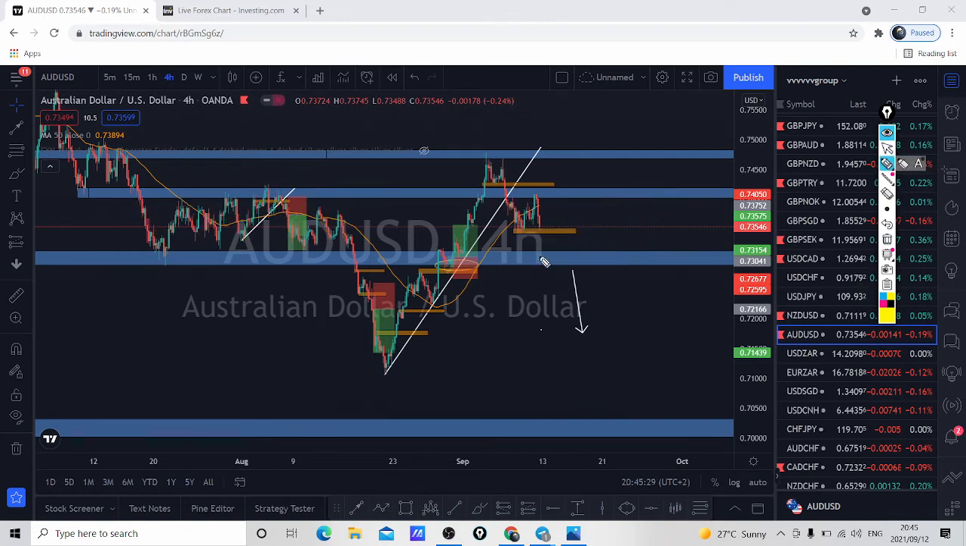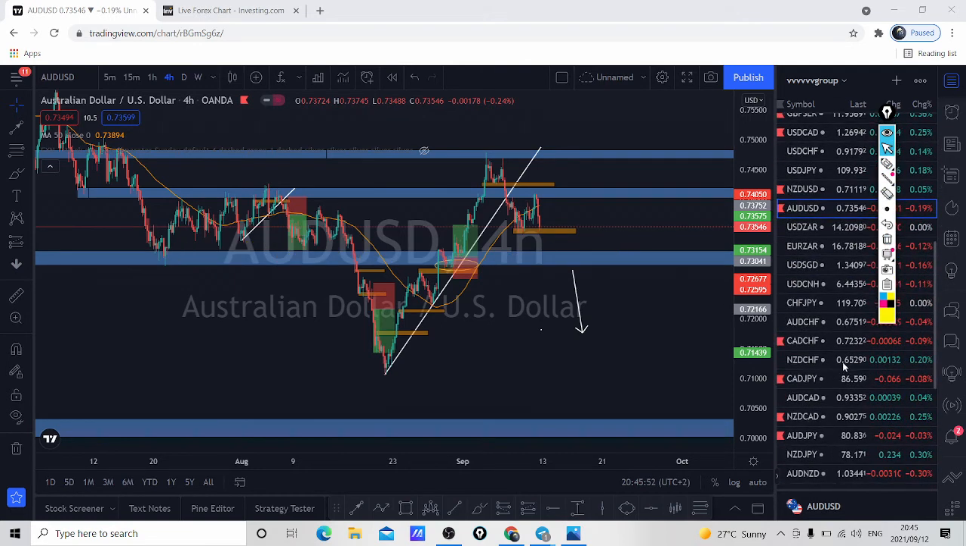So the safest entry is to wait for the market to break this support, break it, and then make a retest of it, and then sell. That's going to be the safest entry. So that's it on AUD USD. I'm just waiting there.